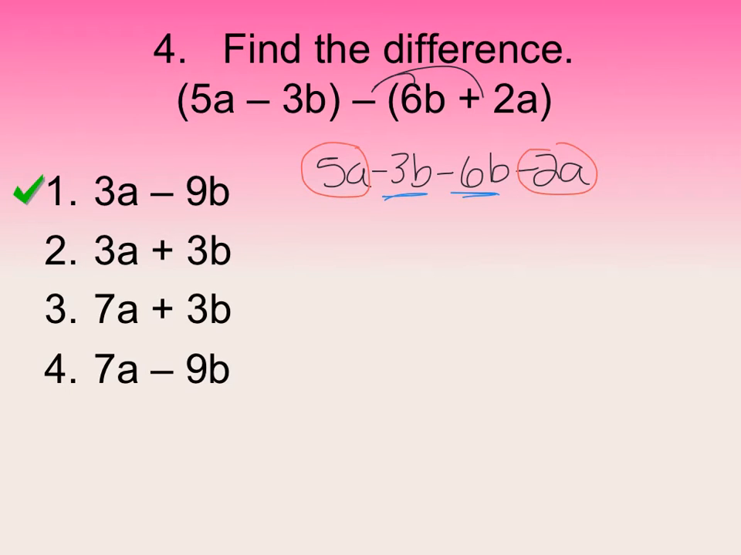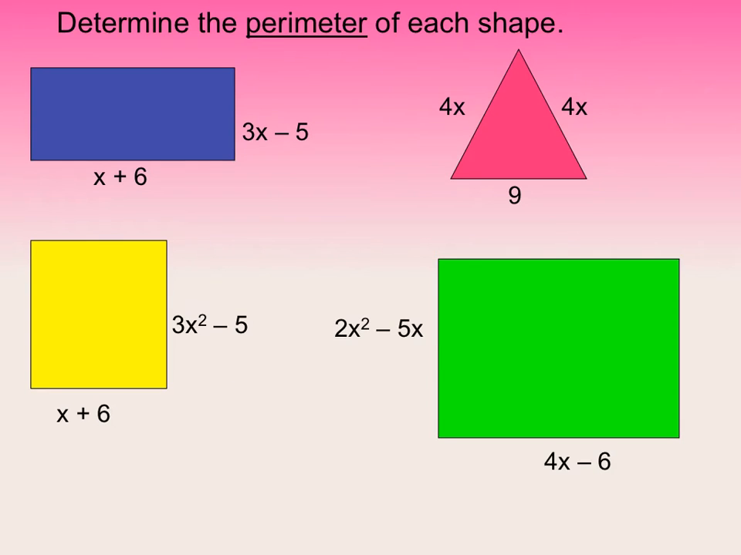So final answer here should have been option 1. And again, you distribute that negative, you combine your two a's, you combine your two b's, and that should give you 3a minus 9b for a final answer.